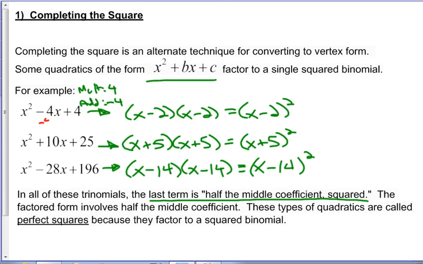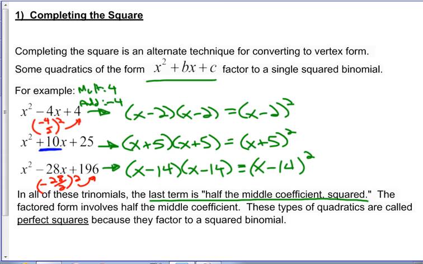In this first one, negative 4, take half of it, so negative 4 divided by 2, squared. Does that give us 4? Yes, it does. Let's check out this one, negative 28 divided by 2, or negative 14, squared. Does that give us 196? Yes, it does.